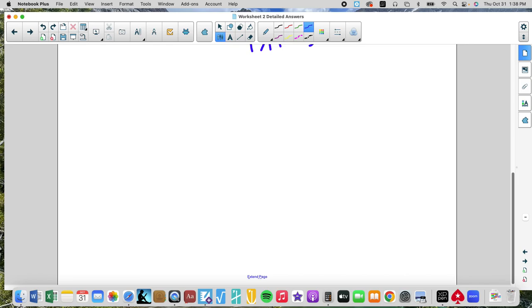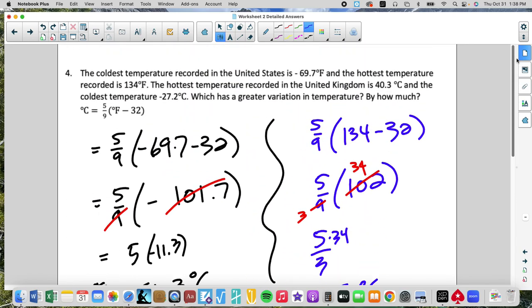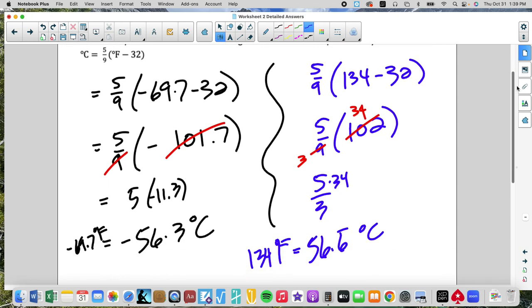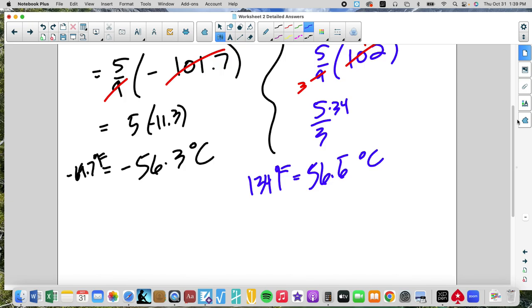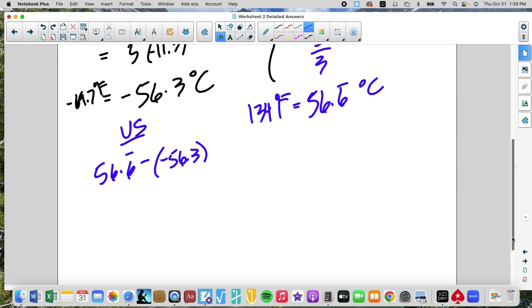I went comparative. So they want to know the variation in the US, so hottest to coldest. So US is going to be, that varied. Yeah. Now the variation. Yeah, I think I did it right. Oh, sorry, I got it. So 56.6 repeating minus negative 56.3. Yes, this is US, sorry. US is this. So that gave us 112.9 difference.